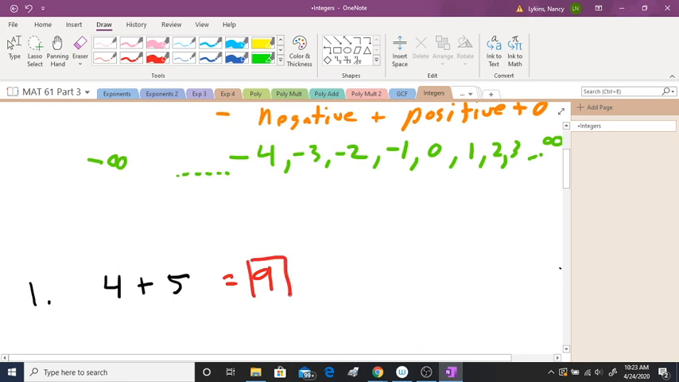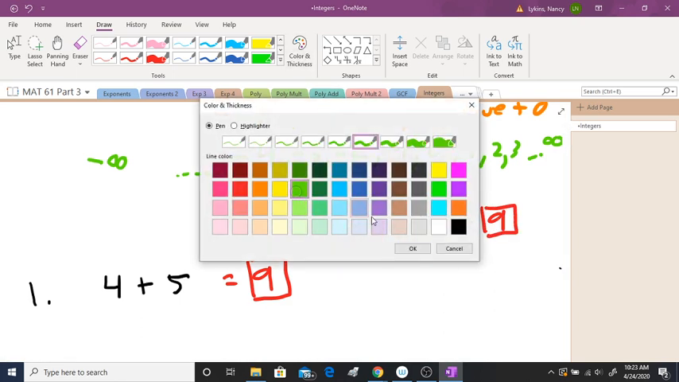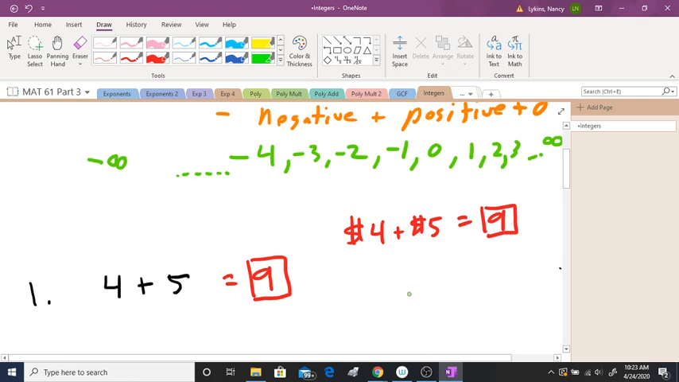But why is it 9? Well, think about this. I want you to think about two different scenarios. One, think about money. If you had $4 and then you got $5, then that would be the total of $9. Another way to look at this is that the 4 is positive, and you're adding another positive number, which is 5.